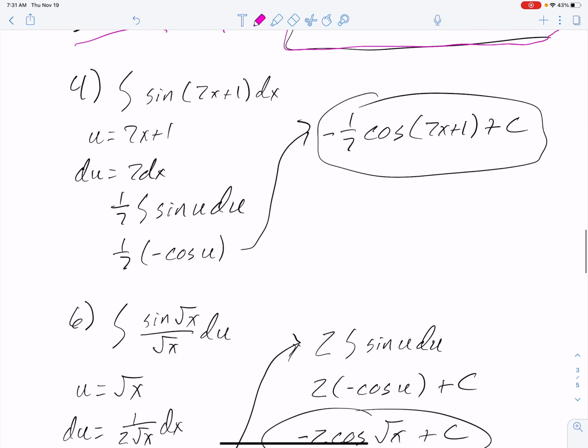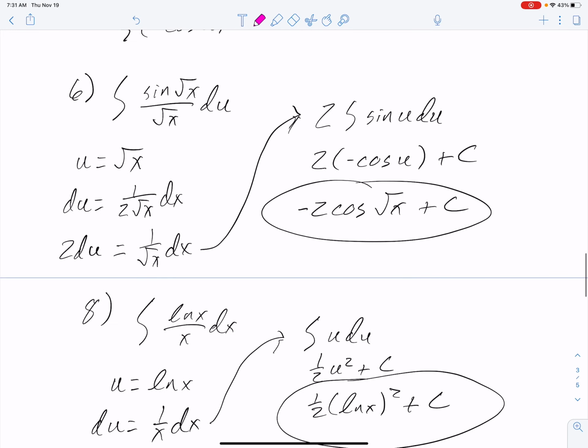Number 4, I only see one trig function, so I know to pick what's inside the trig function. I take its derivative, and again, I don't have the correct coefficient, so in this case, I'll divide by 7 on both sides. Rewrite my integral, and then again, it's up to me to remember that the antiderivative of sine is negative cosine, and then I write my final answer with 7x plus 1 back inside.